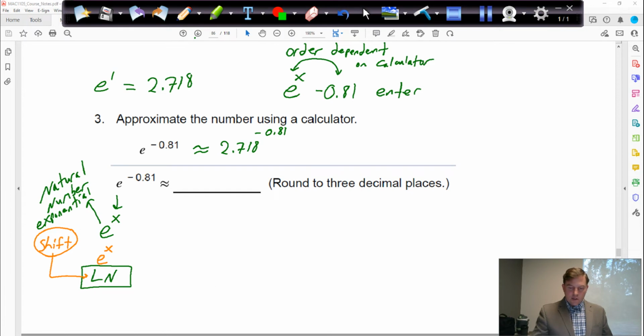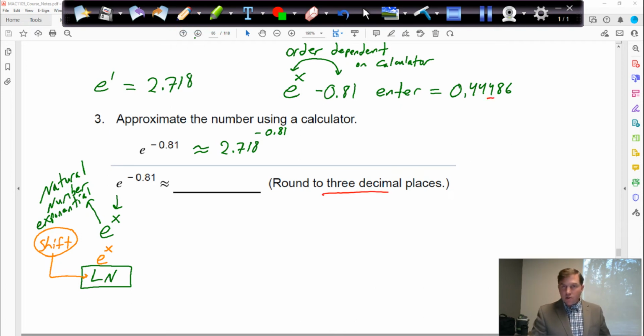So play around with your calculator, figure out what order it likes, and to know if you got it right, here's the answer. So if you type this in correctly, you should get 0.44486. And they want us to round to 3 decimals again.